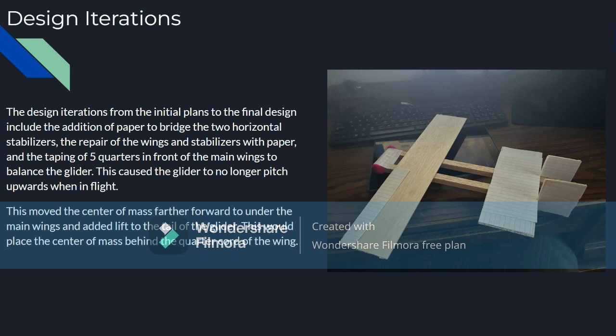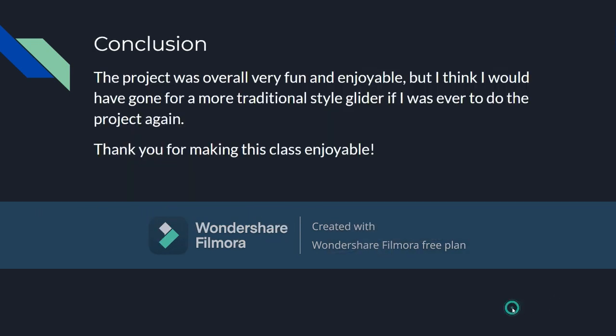When the center of mass was more under the wings, the glider would become more stable in the pitch vector. This would place the center of mass behind the quarter chord of the wing, and the added lift of the tail would also cause the tail to not drop as much.